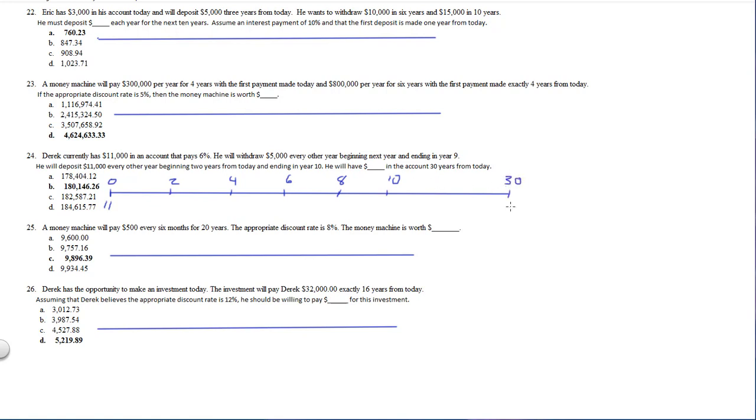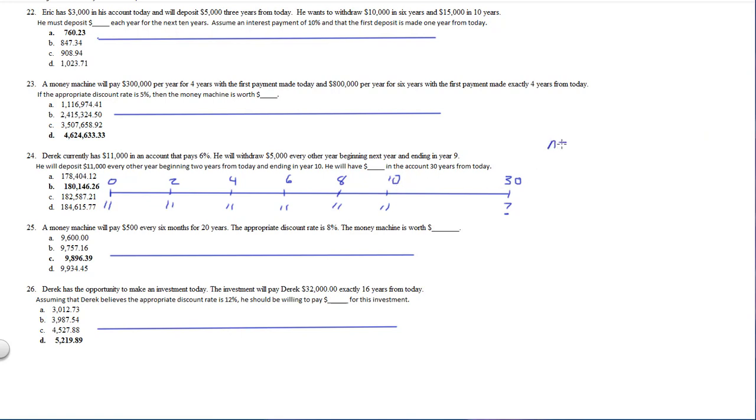So the value in year 30, that's what we're looking for. Today he has $11,000. He's going to deposit $11,000 every other year to year 10. And then I'm going to put this, well, I'll go ahead and do this part first. We'll forget about the $5,000 for now.